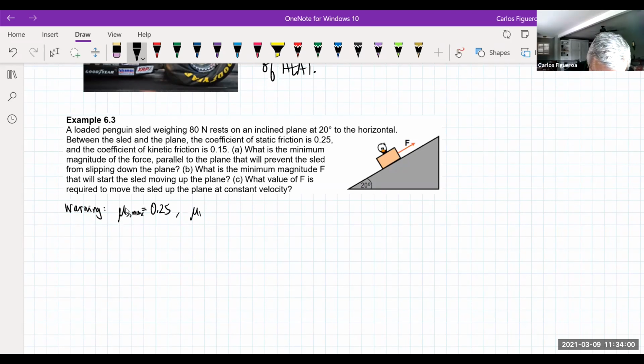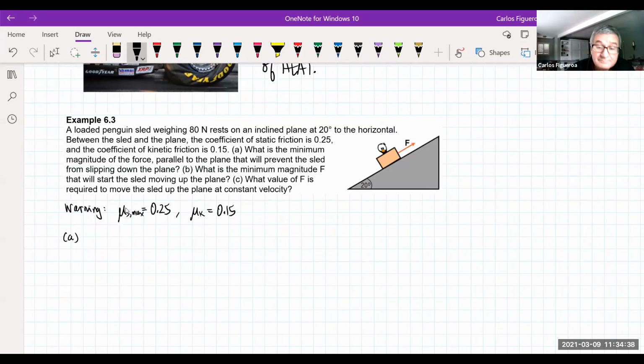And mu of k, that's always a constant, so it's 0.15. So now we can treat static friction not as a variable, but as a constant force. Okay, then it says, what is the minimum magnitude of the force parallel to the plane that will prevent the sled from slipping down the incline? Okay, that's what A is. And then they want to know what's the minimum force F that will start the sled moving up the plane. Okay, so let's go look at those.